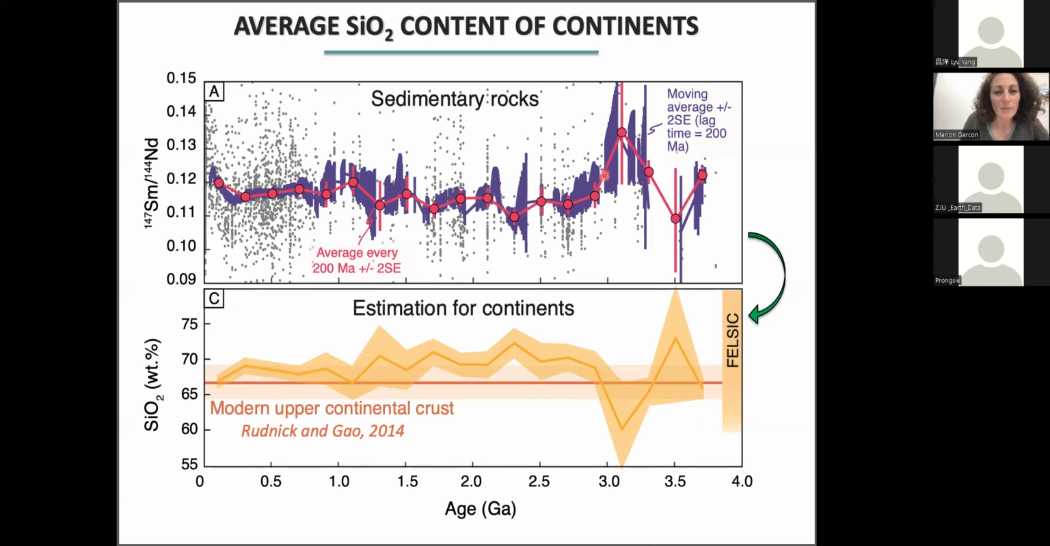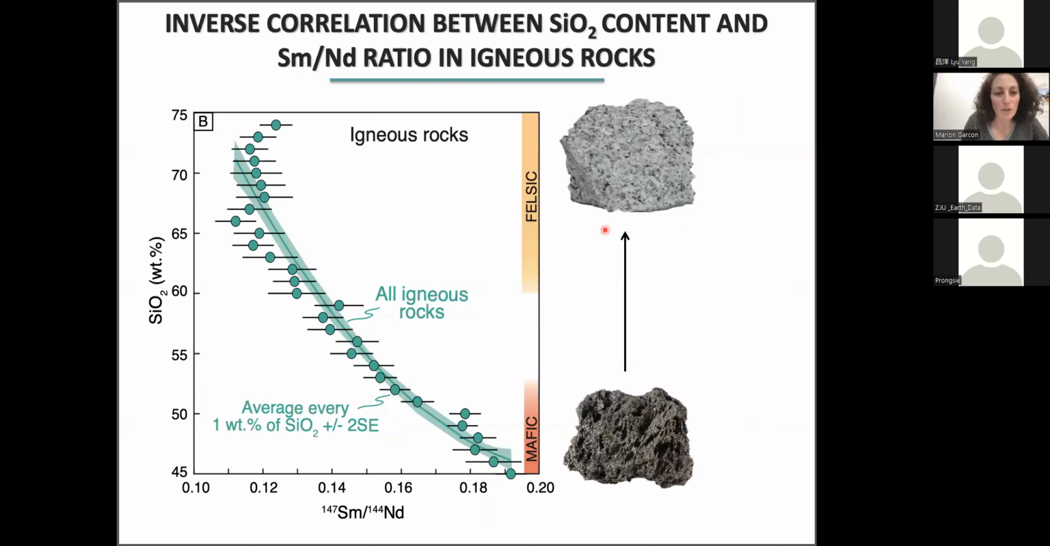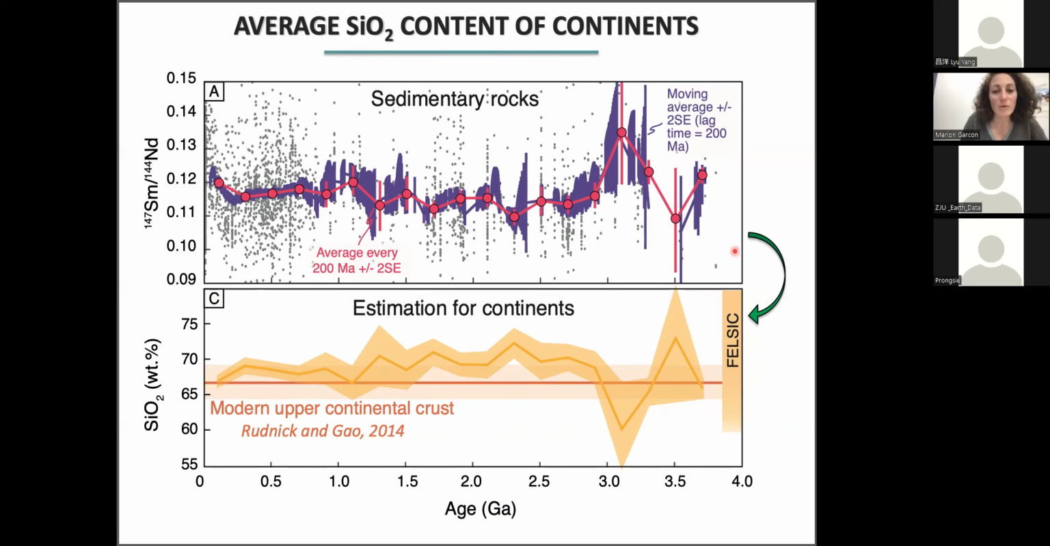And so then I took this record here and used the equation, this trend defined here, to convert the samarium neodymium ratio of the sedimentary rocks into silica content, which I assume is the average silica content of the emerged continent. And this gave me this record. The yellow field here is the 95% confidence interval. And the main thing that you see here is that there is not a lot of variation, okay?